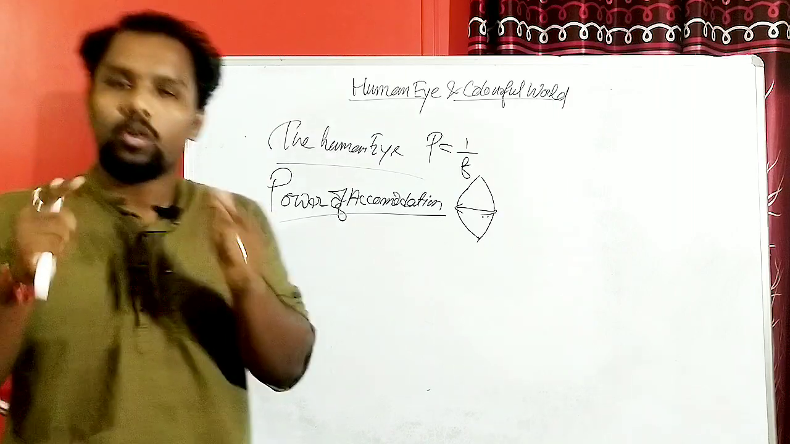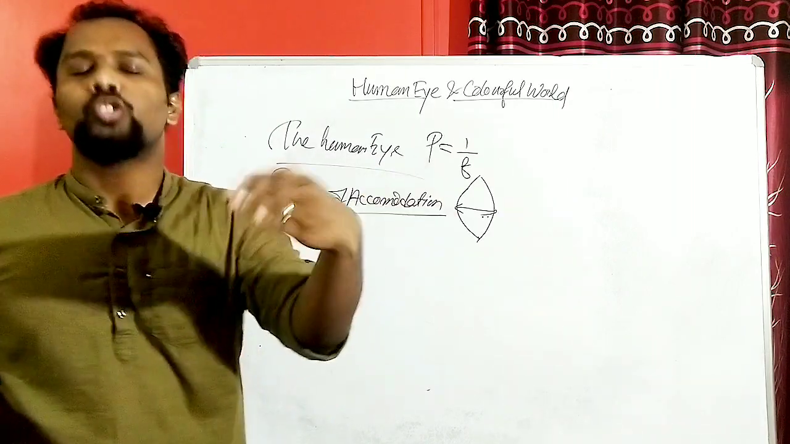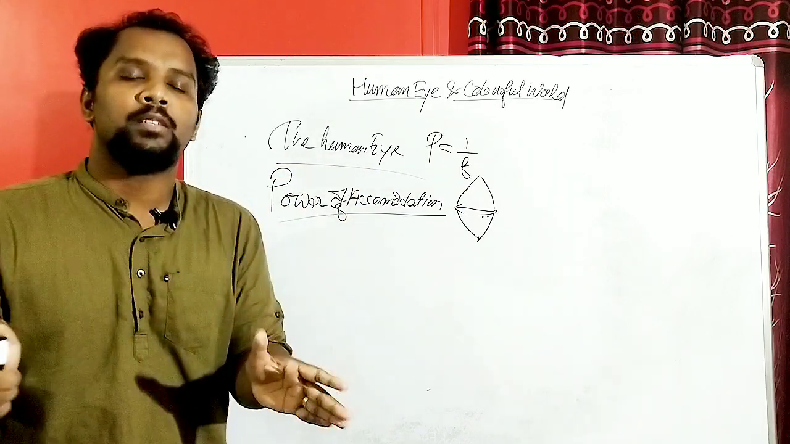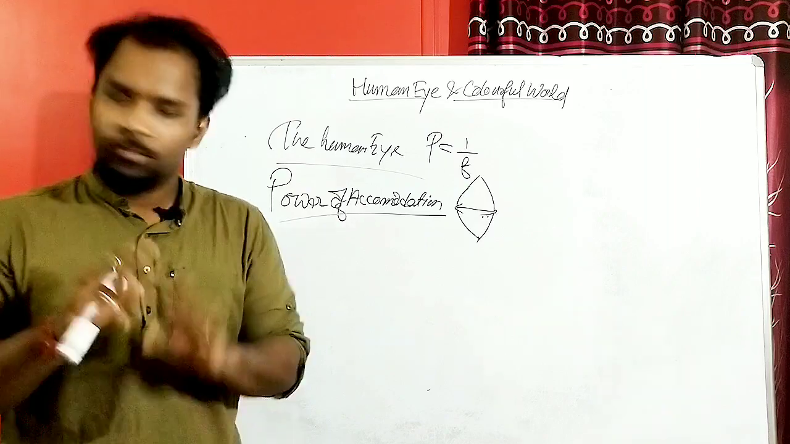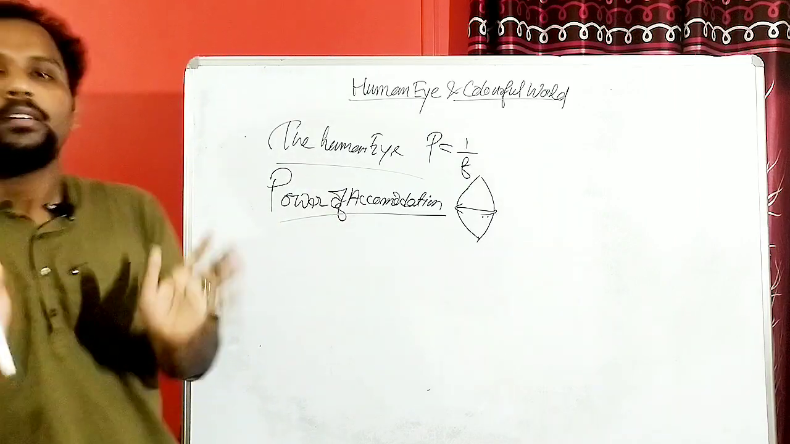Once it occurs, you are going to get blurry images. That can be cured with the help of surgery. That surgery is known as what? Cataract surgery. Right, these are the kinds of things that happen in the case of the human eye.